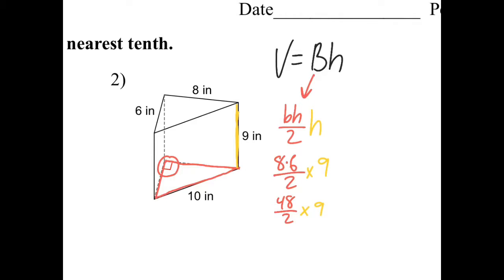Half of 48 is 24. Again, we still have to multiply that by times 9. And 24 times 9 is 216. That'll be inches cubed.